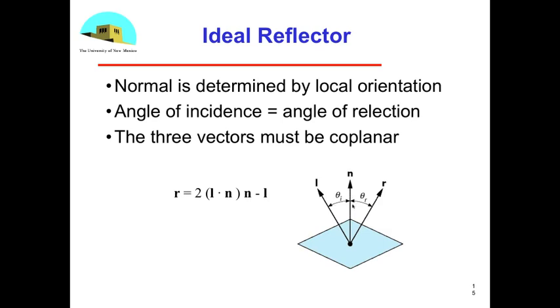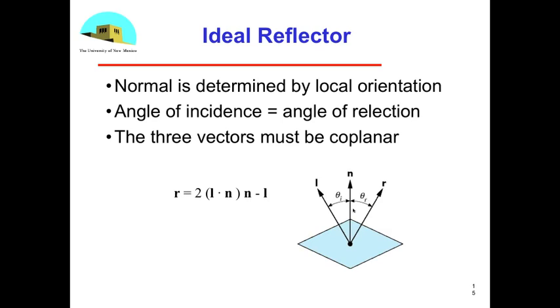So if these have unit length, then the cosine of this angle is just L dot n. And likewise, if r has unit length, then the cosine here is equal to the cosine here. So you have L dot n equals n dot r. So that's one equation that's saying the angle of incidence equals the angle of reflection.